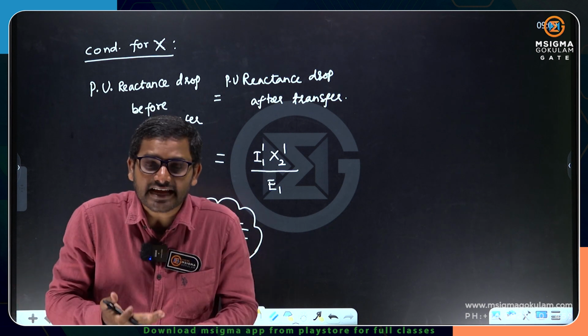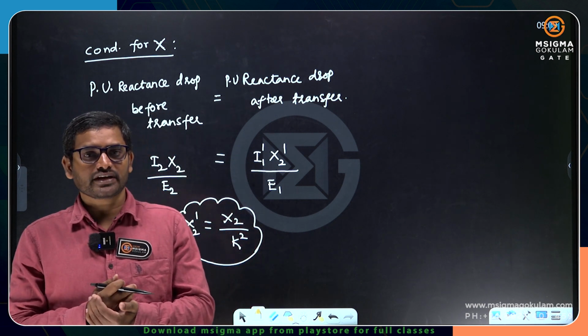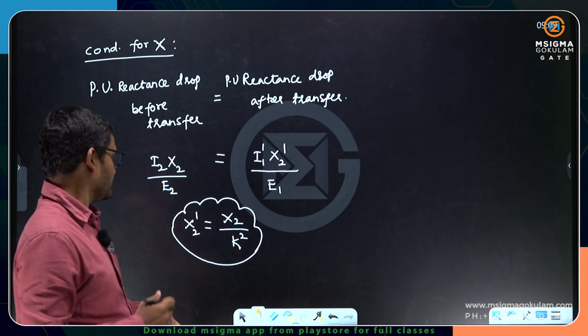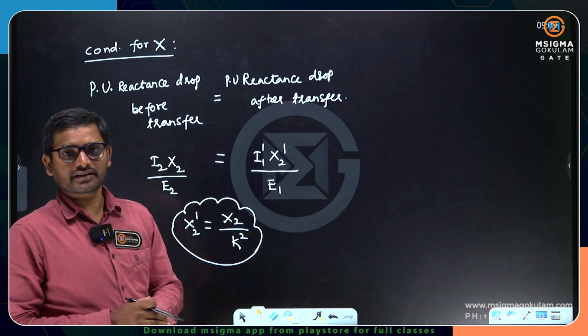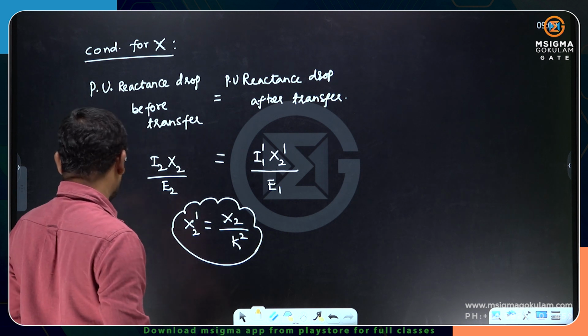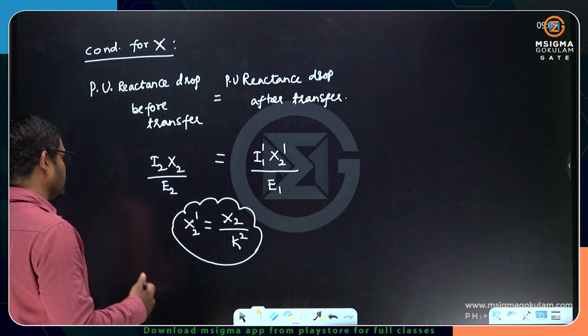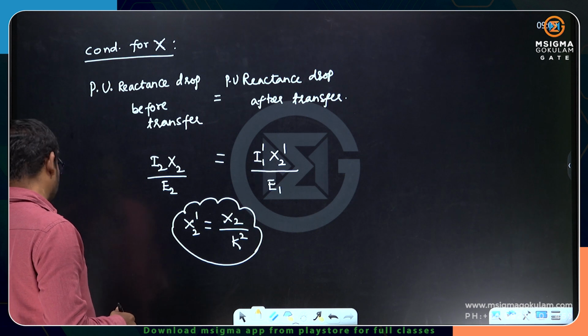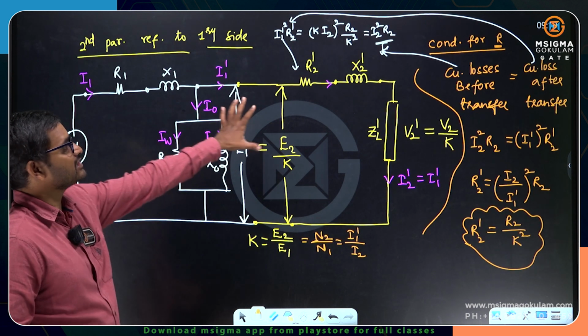Then only we will get exact analysis. Otherwise you don't get exact analysis. So these parameters are very, very important. Now after the transfer, how is the equivalent circuit looking?